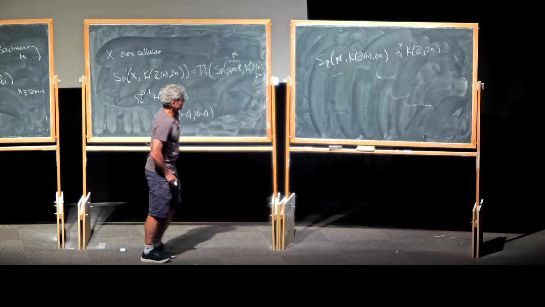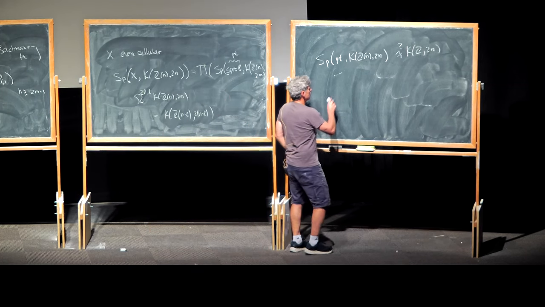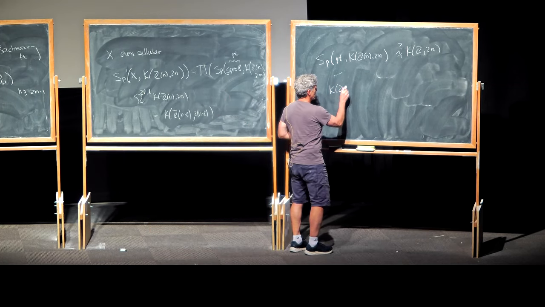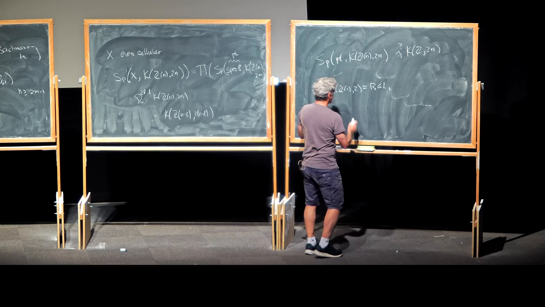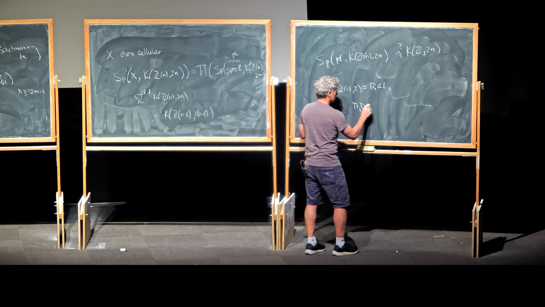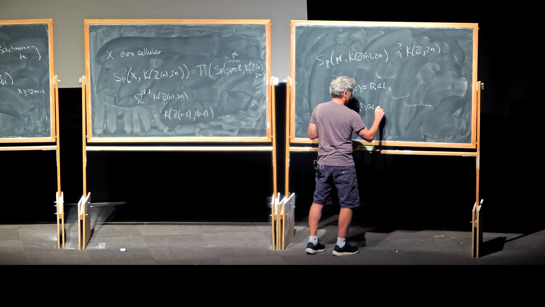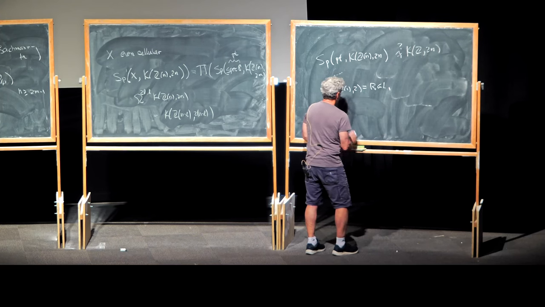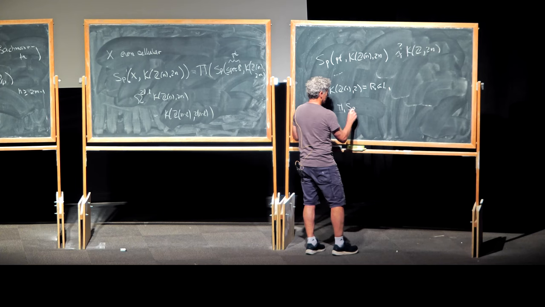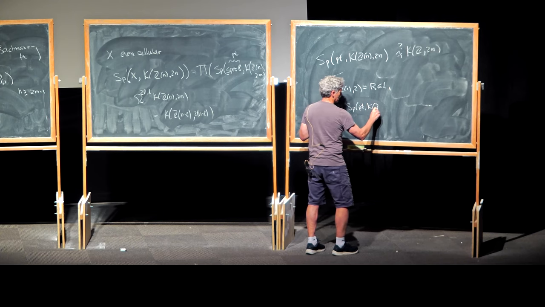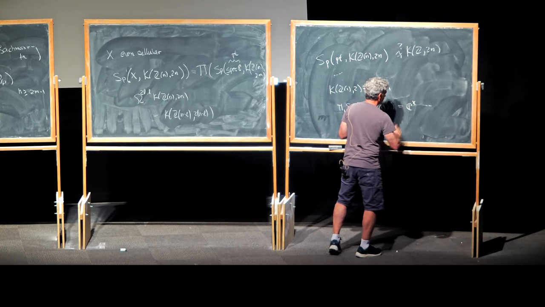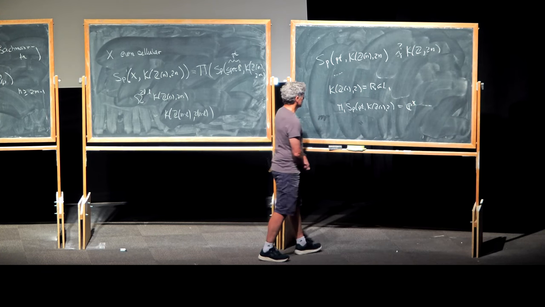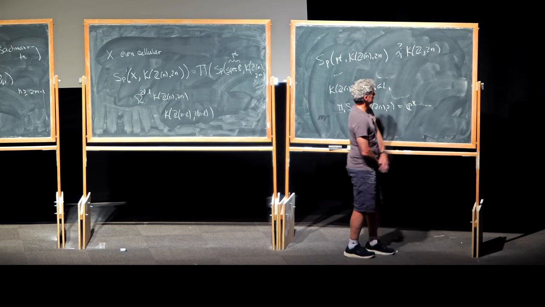So let's do a simple example. KZ of 1, 2, that's BGL1. And that has fundamental group, or the global sections of the fundamental group, so pi 1 of that space is equal to the unit complex numbers. And of course, pi 1 of KZ2 is 0.